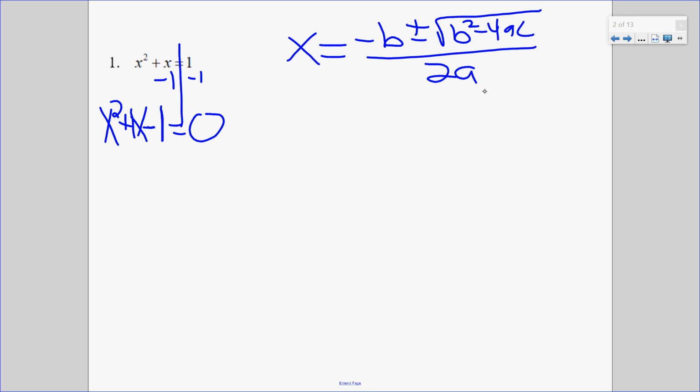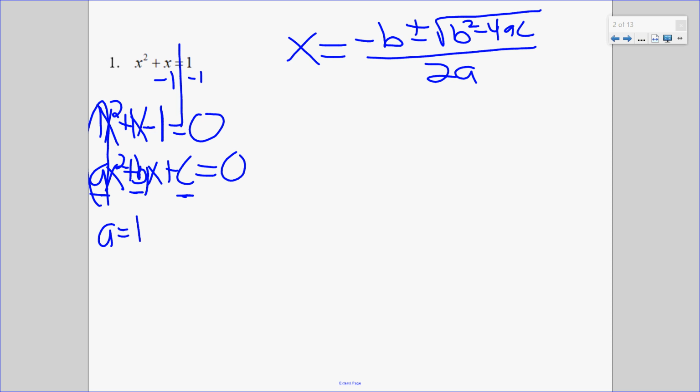So, a, b, and c are the coefficients of my trinomial. So a is what's in front of the x squared, b is what's in front of the x, c is my constant. So in this case, a is 1, b is 1, and c is negative 1. So I'm going to substitute those values into my formula.